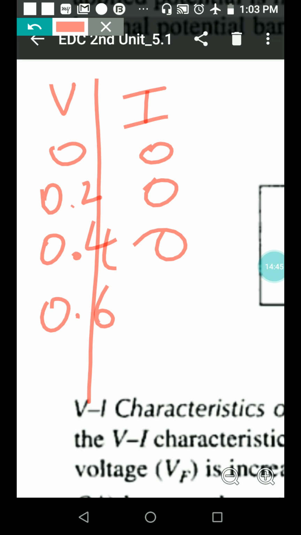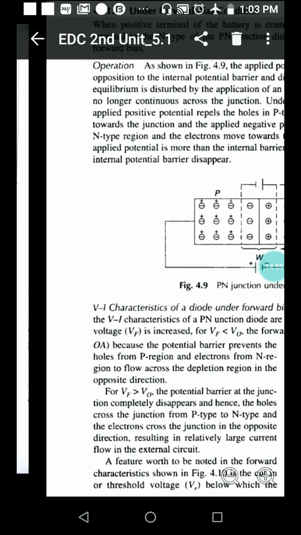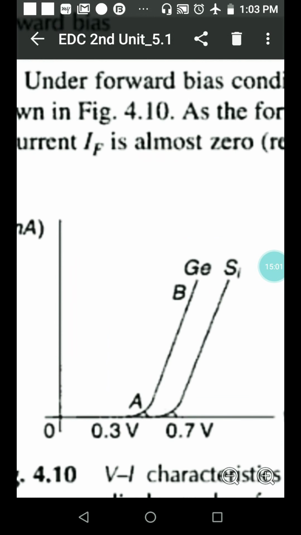At 0.6 volts, we can expect such a current, that is around 2 milliamps, right? Now coming to 0.7, again a large current, around 15 milliamps. So based on these values, based on this calculation, we can draw this graph, right?